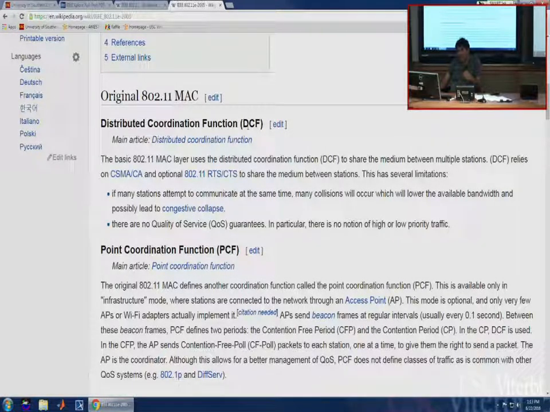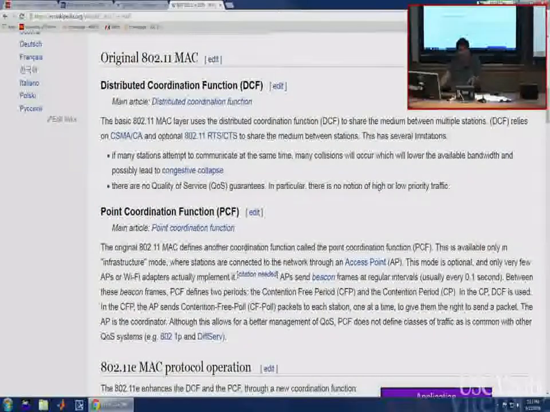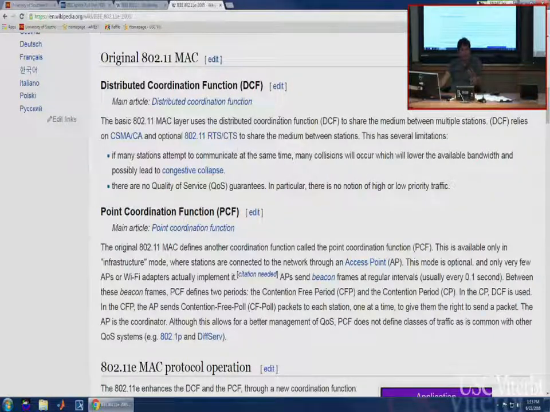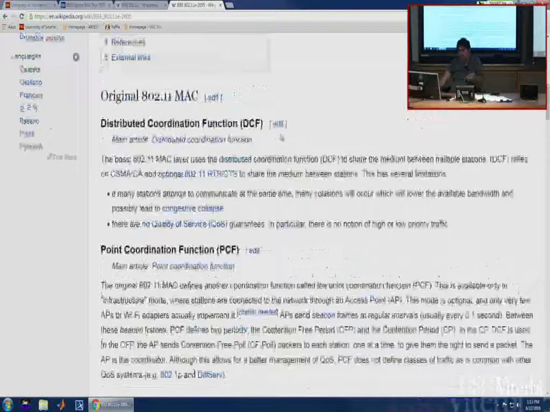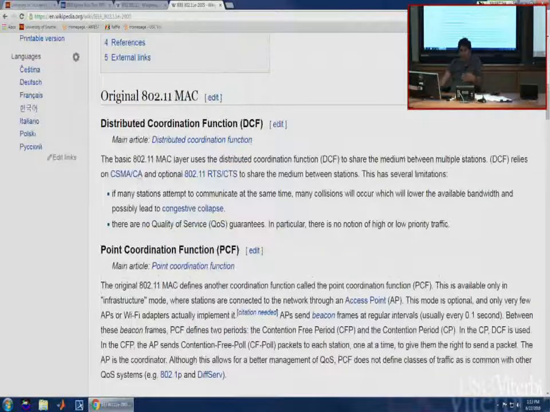And so this would be more useful if you have a very structured data environment, whereas DCF is really what we use for most of our best effort, bursty type of traffic. And so the CSMA/CA that we're going to be talking about will really be the 802.11 DCF. In fact, as this Wikipedia article points out, the PCF mode is considered optional, and very few access points or Wi-Fi adapters actually implement it. So it turns out not even to be widely used in practice.